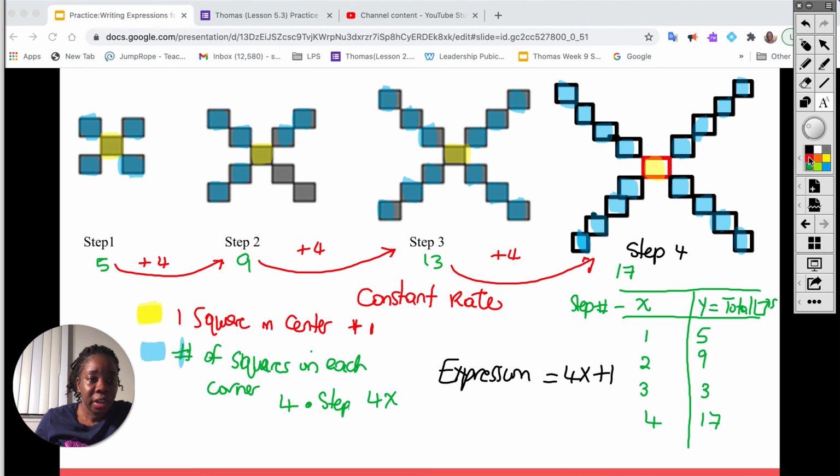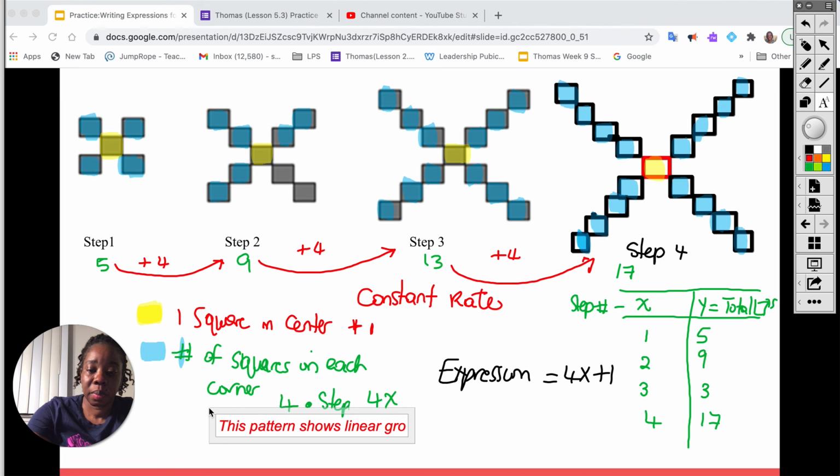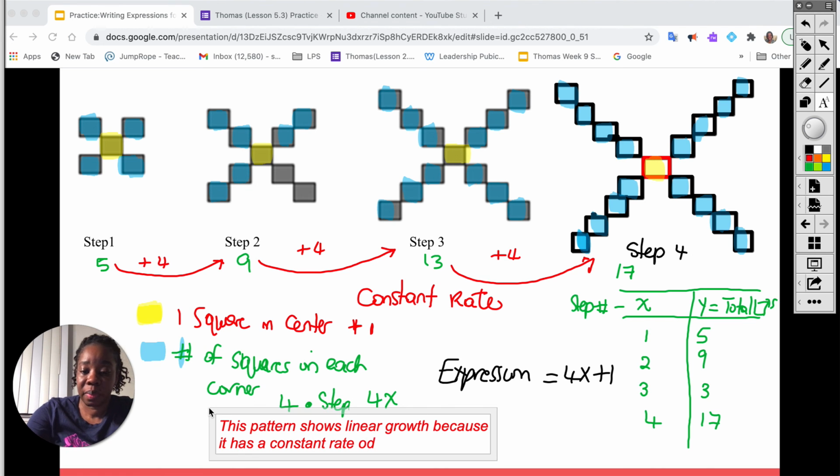So we're going to say this pattern shows linear growth because it has a constant rate of plus 4.